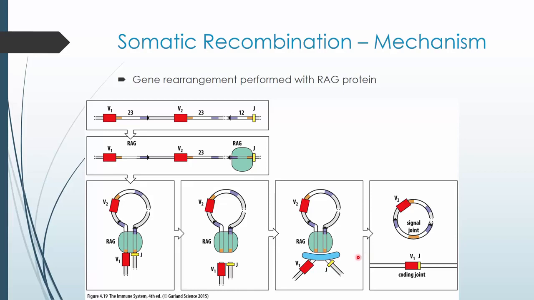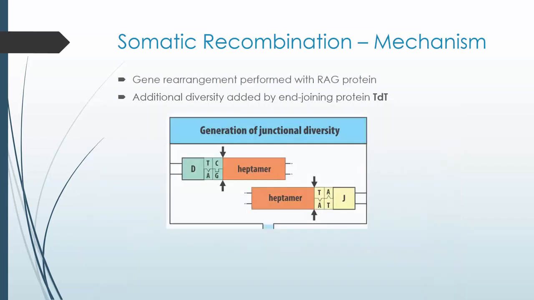All right? But that's not all. There's always a little bit more. When this is done, if we look at some of the process of it, you get additional diversity by a protein called TdT. So if you imagine you've got your D fragment you're going to use and your J fragment you're going to use, the RAG protein is going to come in and clip all the genome in between. That's the orange, everything in between.